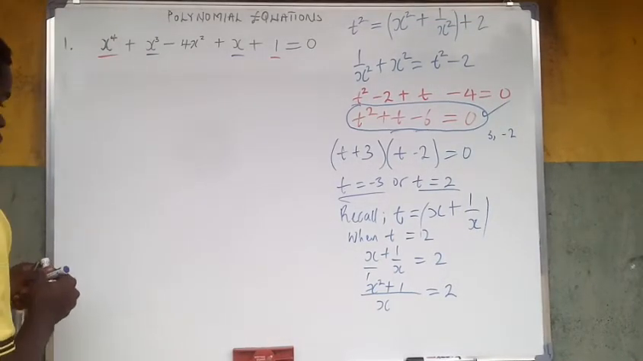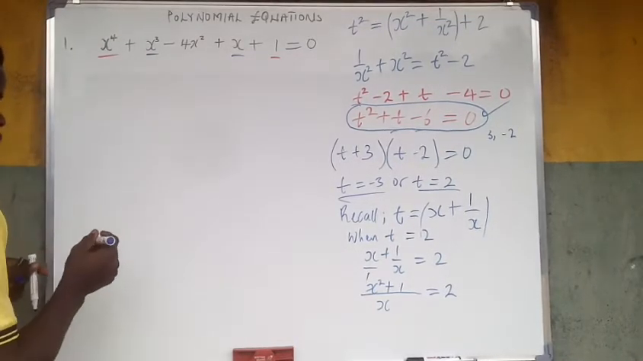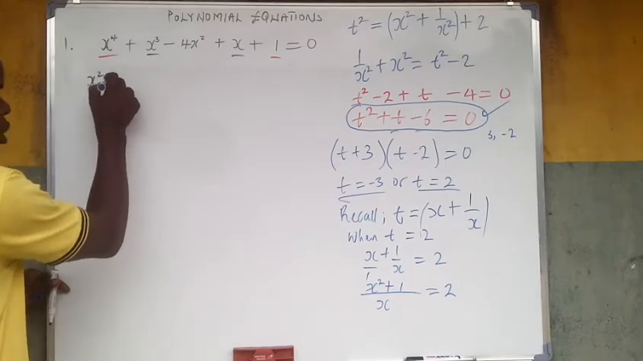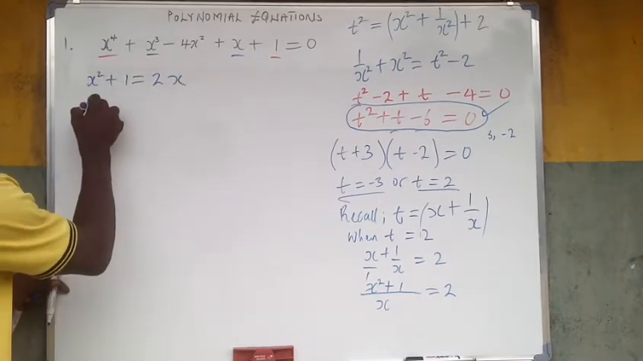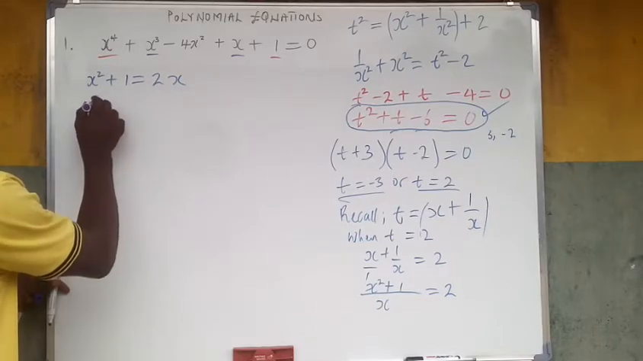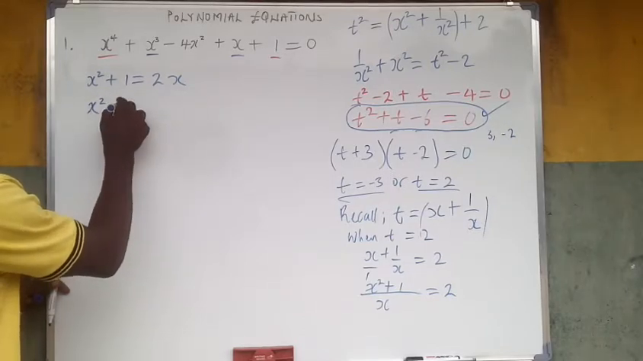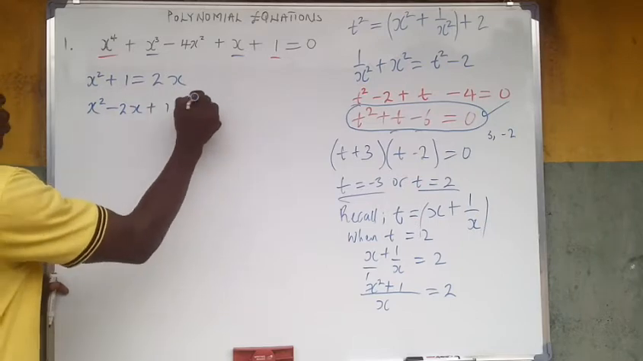So that means that we have x squared plus 1 is equal to 2x. So x squared, this arises as another quadratic equation, minus 2x plus 1 equals 0.